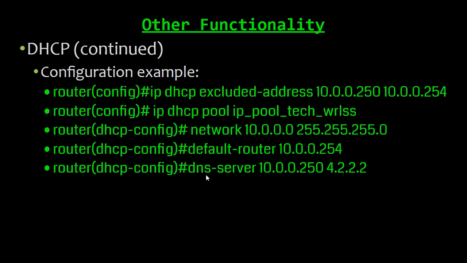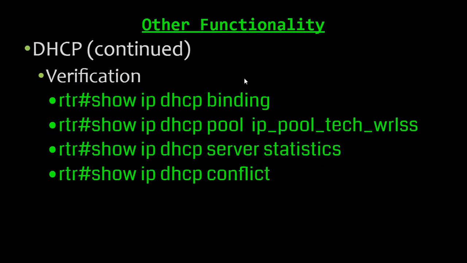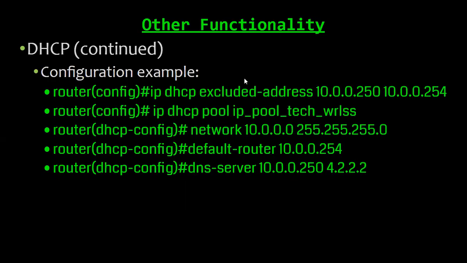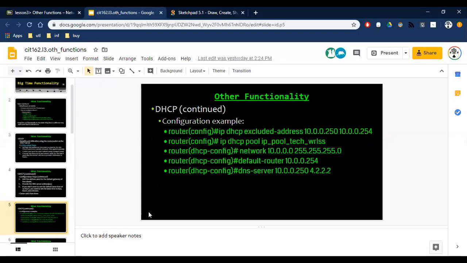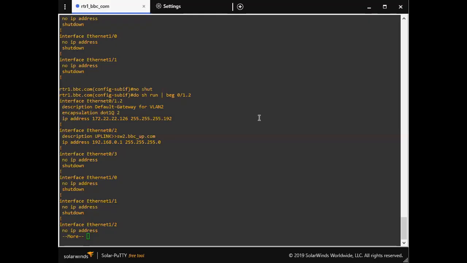And then I can give it a DNS server. So in this case, we have 250 apparently as a DNS server. I'm going to give it the DNS server 10.0.0.250, and then a space, and I'll give you a backup DNS server, in this case 4.2.2.2. In our lab, we're going to do 1.1.1.1. So let me share out that PuTTY connection and show you what it would look like here.